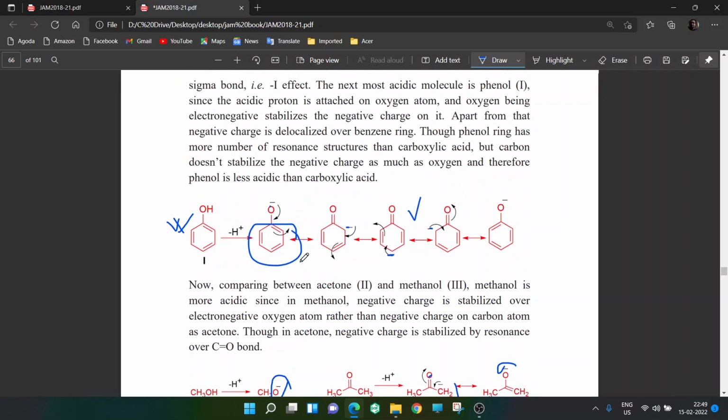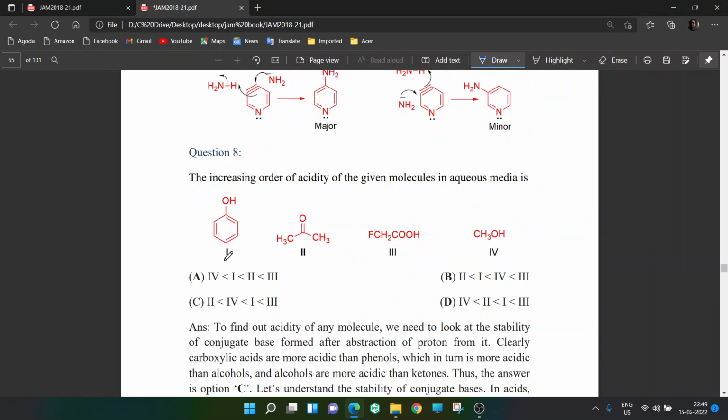Okay, so the answer should be, which is first? So 3 should be most acidic. So 3 is most, all of them are given. Second will be a phenol. So second will be 1. So you are left with either C or D. Then 2. So D is your answer. Okay. And D is your answer.